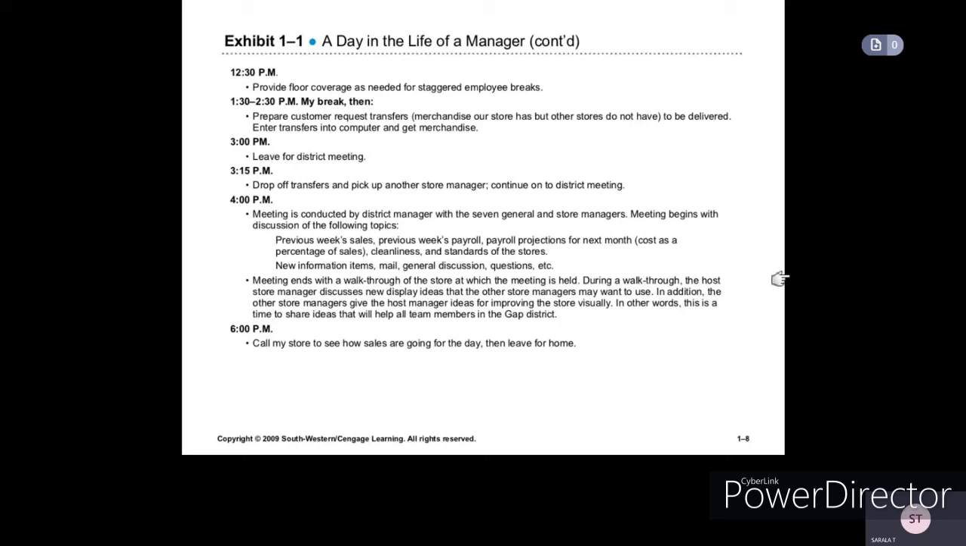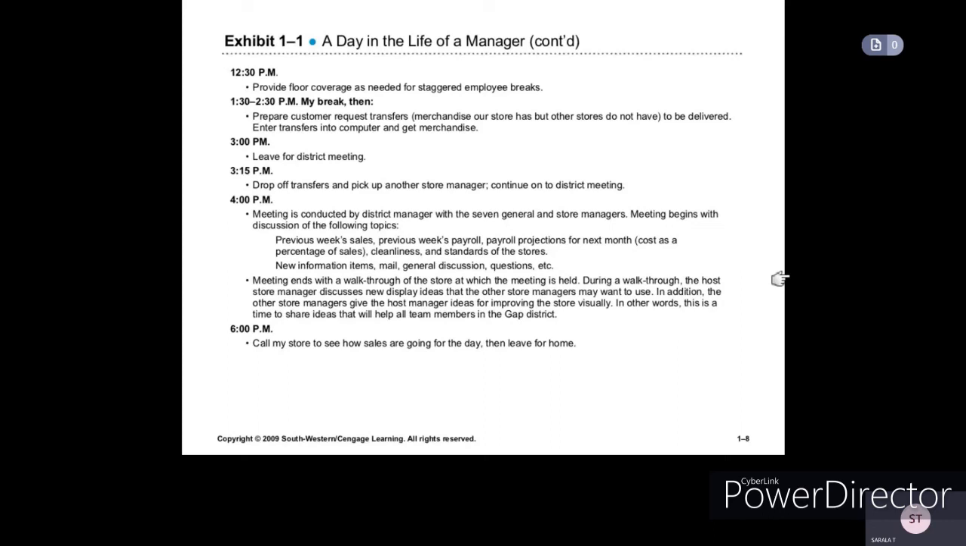Merchandise that our store has but other stores do not have is to be delivered, and you enter the transfer into the computer. If any customer requests have come from other stores, then you have to send the merchandise from your store. And at 3 p.m., leave for the district meeting. At 3:15, drop off the transfer and pick up another store manager and continue to the district meeting. Within one district, you have to meet up and communicate with respect to sales and all.